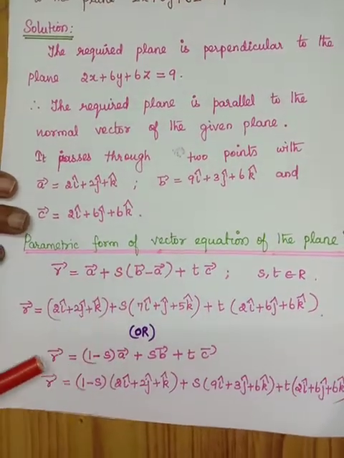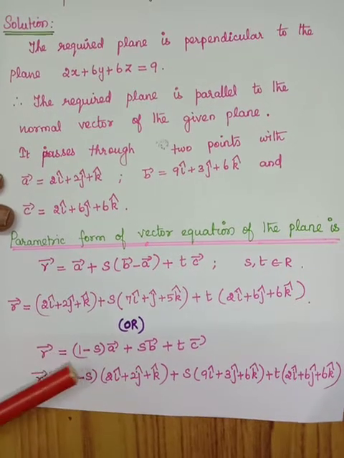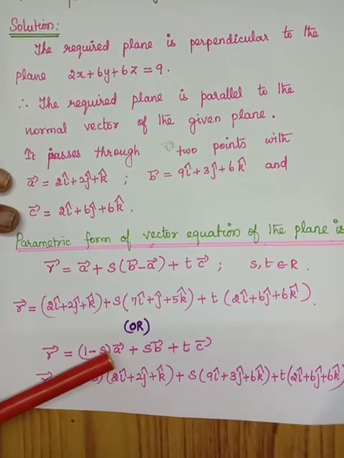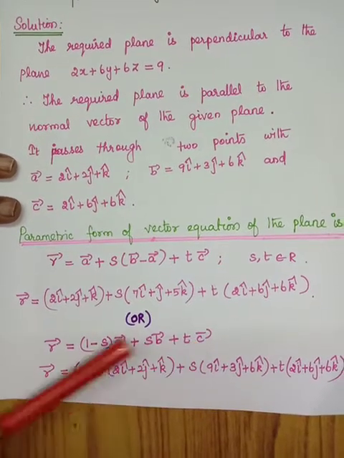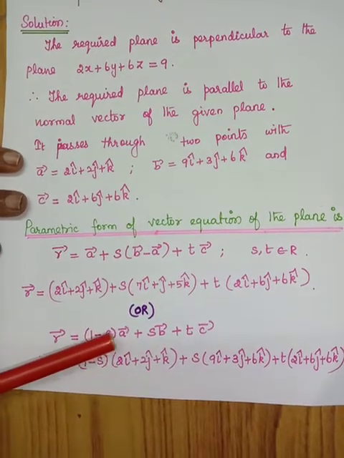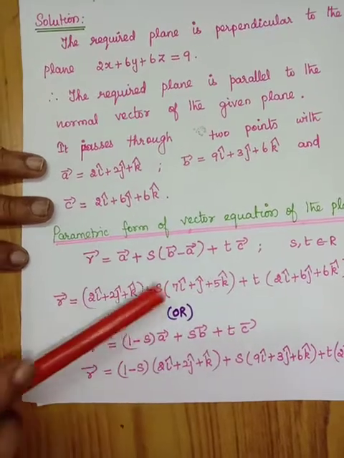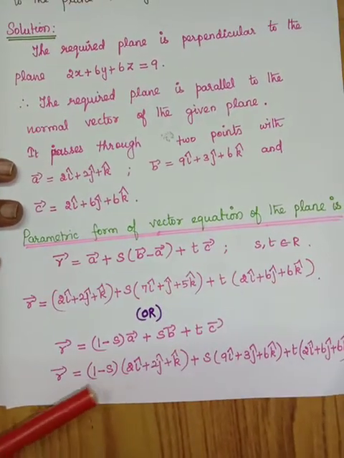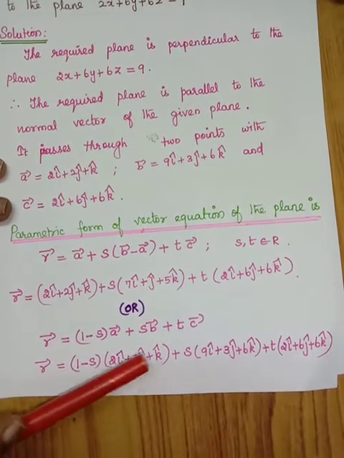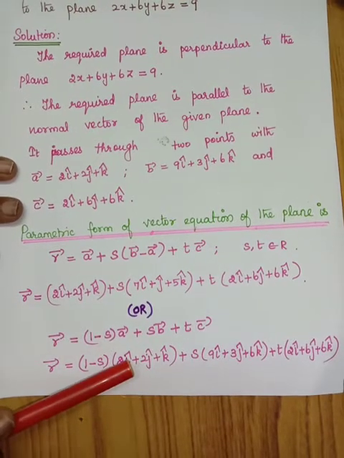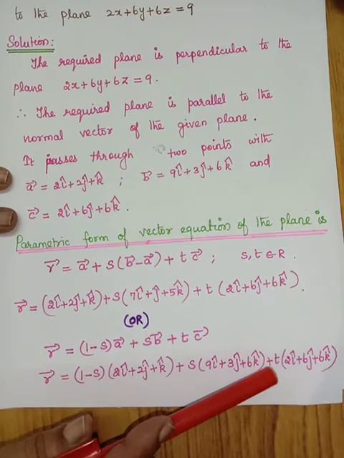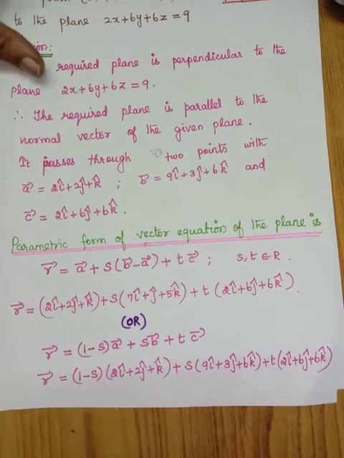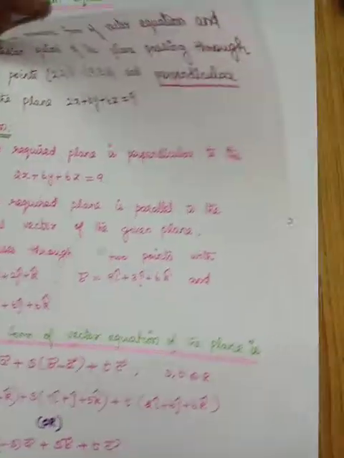If you use the next one, that is r vector is equal to 1 minus s into a vector plus s b vector plus t c vector. So you have to just substitute the a vector, b vector and c vector. You need not do the calculation here. So it is 1 minus s. What is your a vector? This is your a vector. We have substituted plus s into here you will have b vector plus t into c vector. Okay.